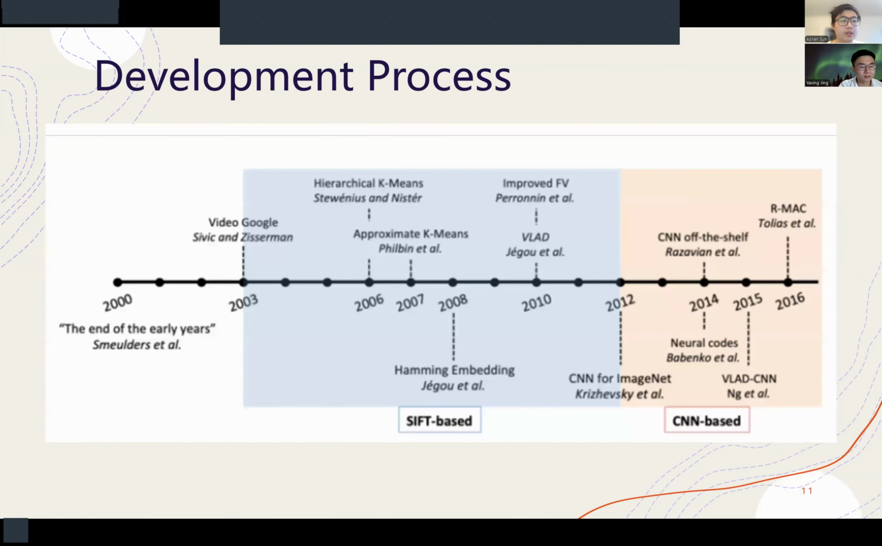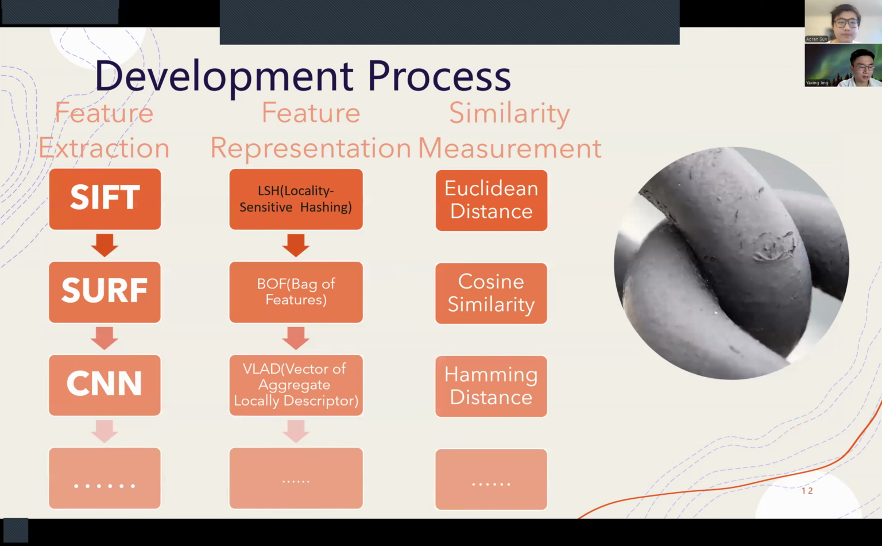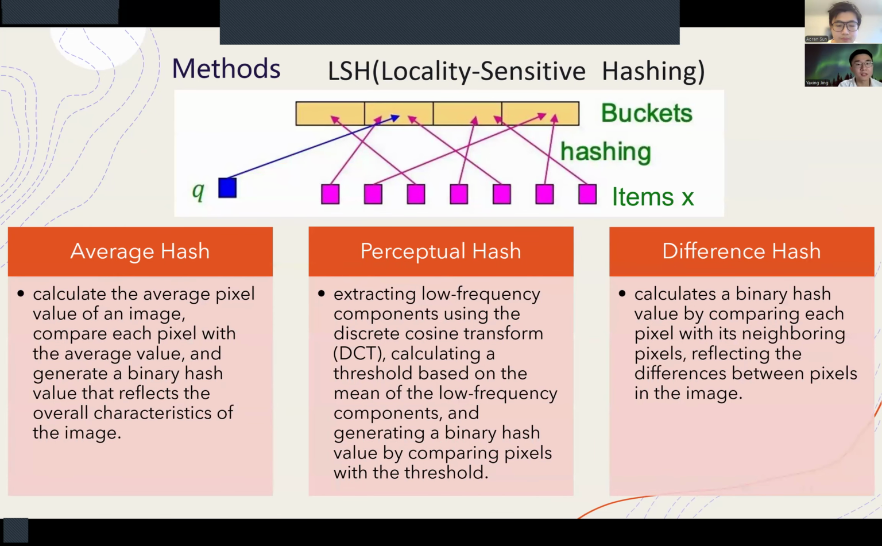So now I will introduce the development process of CBIR. Before 2012, we used traditional methods to do the feature extraction, but after 2012, we have CNN-based models, so we used CNN models to do the feature extraction. And there are different methods for feature extraction, feature representation, and similarity measurement. In our presentation, I will introduce some different methods for feature representation. The first method is called locality-sensitive hashing.